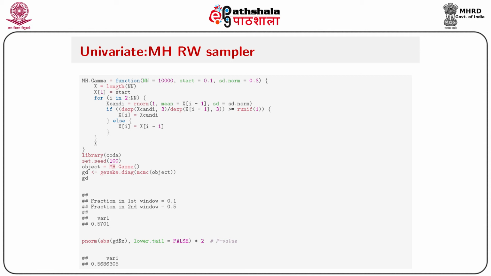Now, the geweke.diag diagnostic is a function that we can use from the coda package. Of course, the sample that we have generated has to be converted into an MCMC object. So we pass the sample through mcmc to get the MCMC object. That MCMC object is passed within the geweke diagnostic function, and then type GD. The GD will give you the details about this. So for variable 1 it is 0.57, and the p-value for the two-sided test is 0.56.